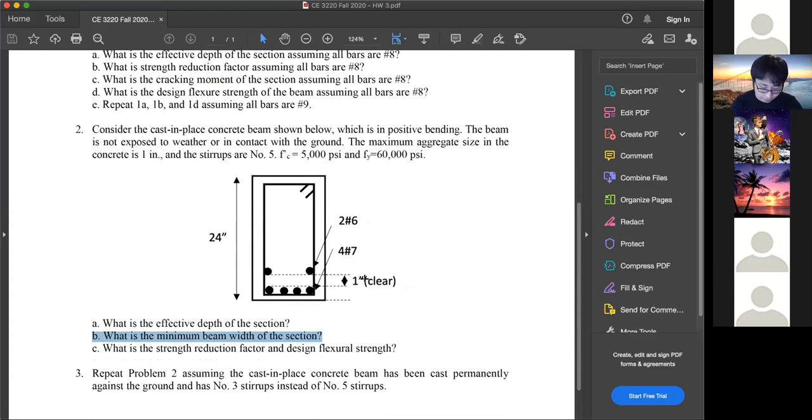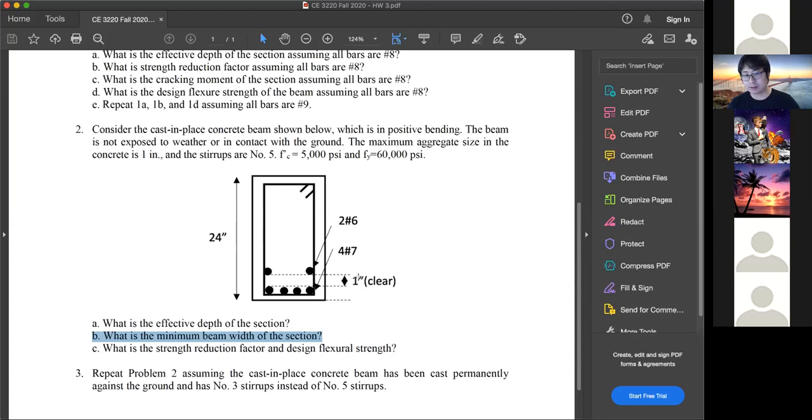Good question. So for the vertical clear, what is the criterion? Do you still remember? Yeah, it's the larger of 4/3 the diameter of the aggregate or 1 inch. So which one's bigger? The 1.33. Use that. Okay.